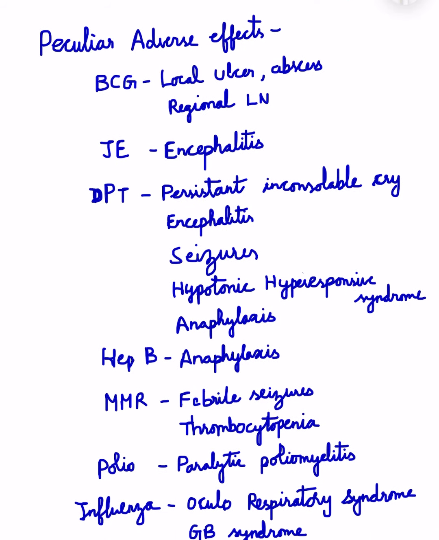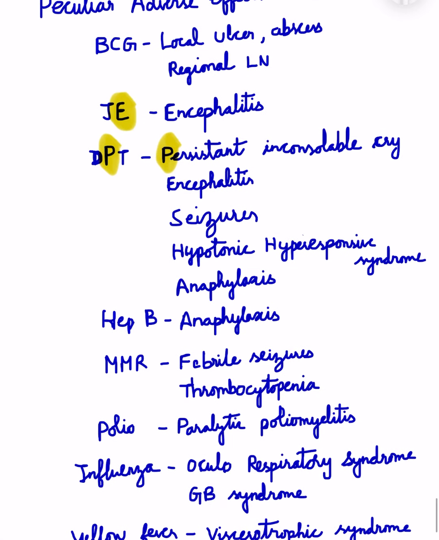In case of BCG vaccine, we have local ulcers at the site of injection, and sometimes an abscess may collect, which is a cold abscess, and regional lymphadenitis may develop. In case of Japanese encephalitis, as the word suggests, the adverse effect is encephalitis or encephalopathy. In case of DPT, the child will have persistent inconsolable cry, and is also prone to develop encephalitis or seizures or hypotonic hyporesponsive syndrome and anaphylaxis.